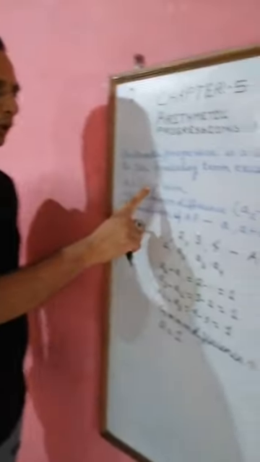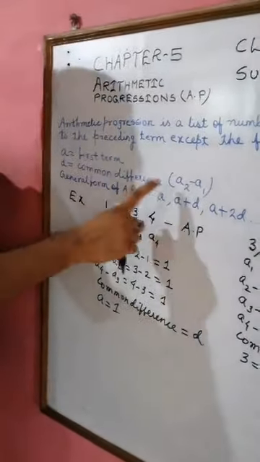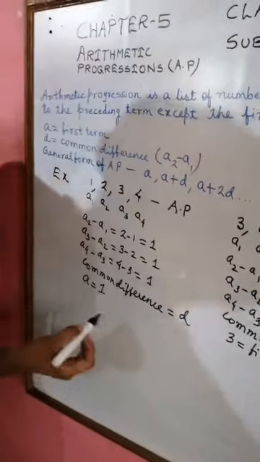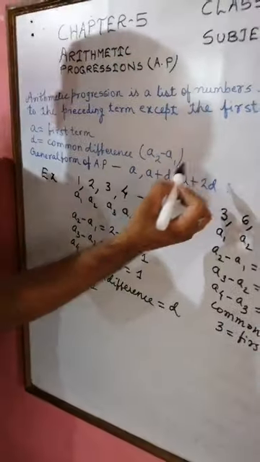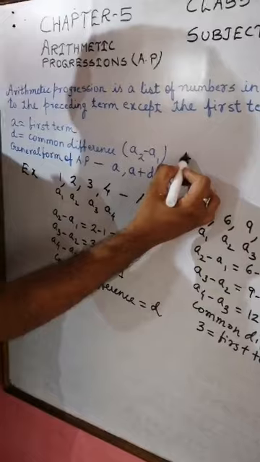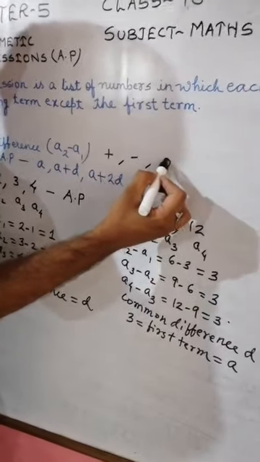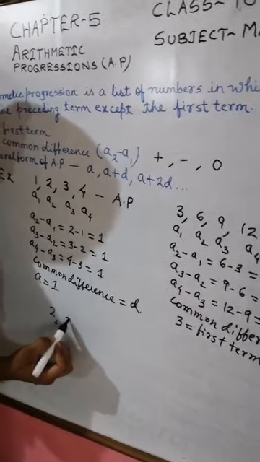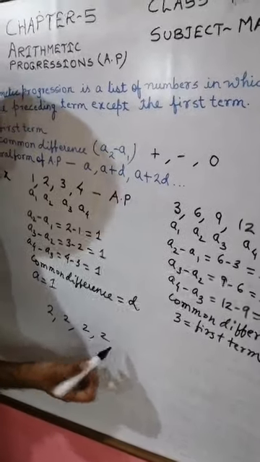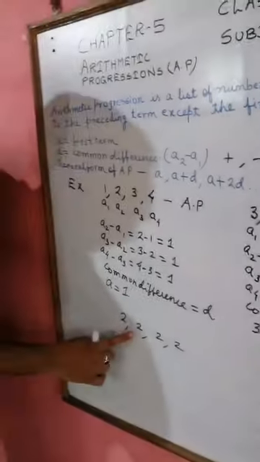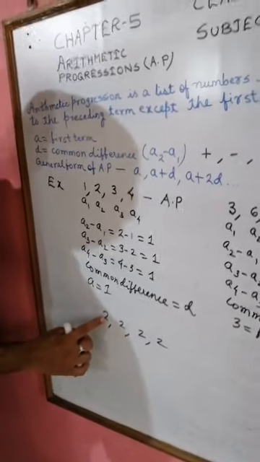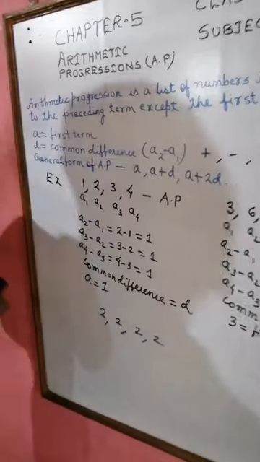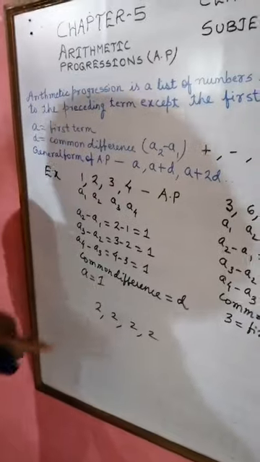So the first term is denoted with the letter A. Common difference is A2 minus A1. This common difference can be positive, negative, or it can be 0. How can it be 0? Suppose this is the AP. This is also an AP, but here the common difference is 0. 2 minus 2 will be 0. So this is also in the form of an AP.